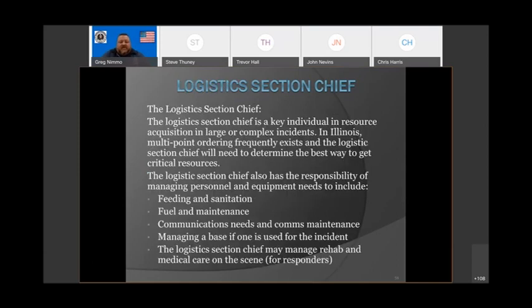I'm going to turn this over to Mr. Gaspersky and talk about the logistics section chief a little bit, and we'll go from there.